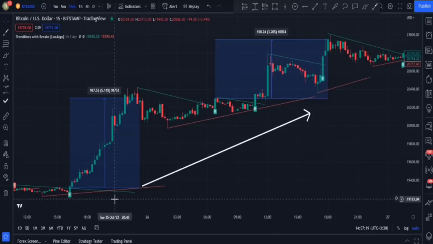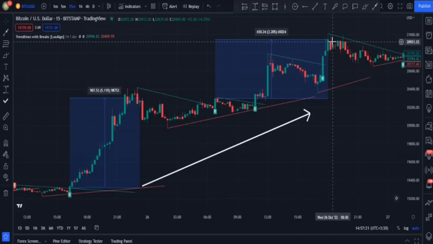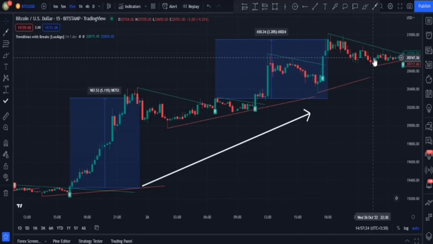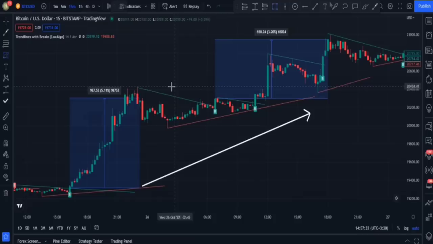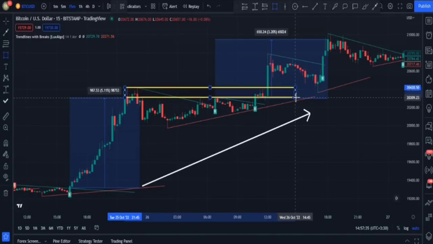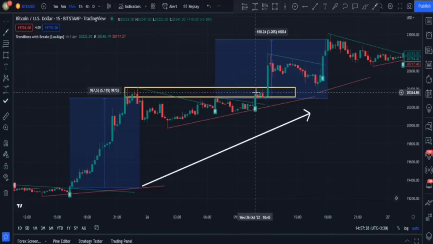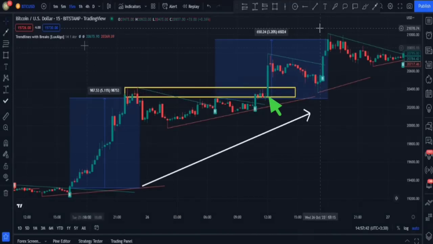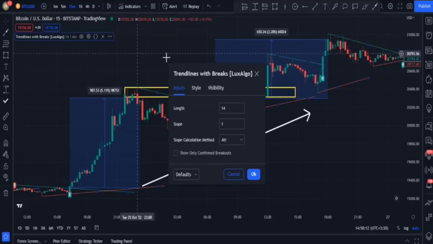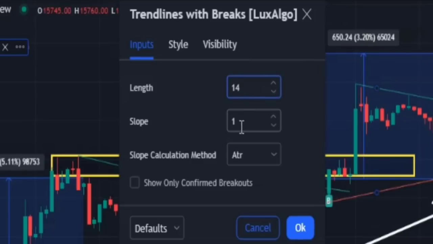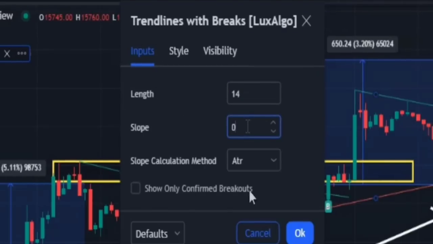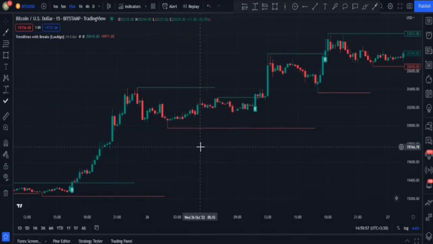We could adjust this indicator's settings to trade with a different method, which is possible by using the supporting floors or resistance ceiling breakouts. For example, we got a resistance ceiling here that with its breakout, we would be able to open a buy trade. Open the indicator settings and the inputs tab, leave the length option on 14 and change the slope option from 1 to 3. And make sure to enable the show only confirmed breakouts option. Now our indicator is ready and we can close the tab.